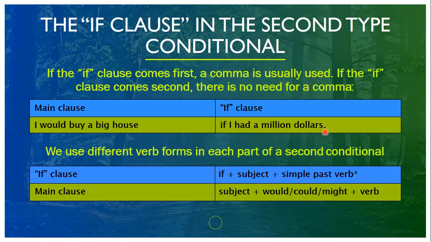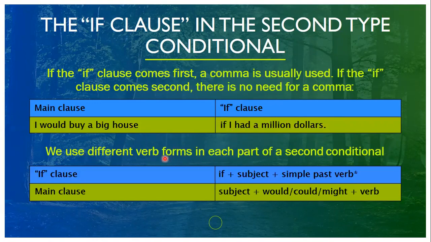Here, since I have the if clause at the end, I don't need to add a comma. But imagine that I have the different order. I have this sentence first and this second. I said, "If I had $1 million, comma, I would buy a big house." That would be the only difference in that regard. That if you put it at the beginning, you need a comma. If you put it at the end, you don't need it.